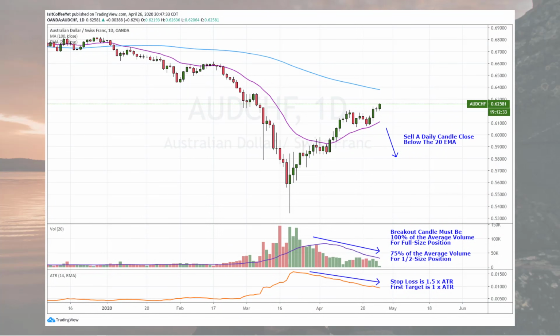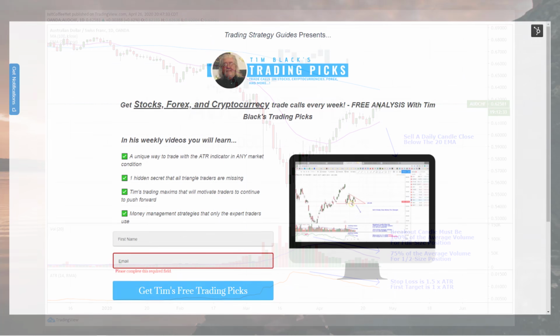Remember our Australian dollar Swiss franc trade plan here. We're going to sell a daily candle close below the 20 EMA. If the volume is not quite average, go half size as long as it's at least 75% of the average. Your stop loss is 1.5 times the daily ATR, and your first target is 1 times the ATR. And remember to click the link below to the trade management video for more details.